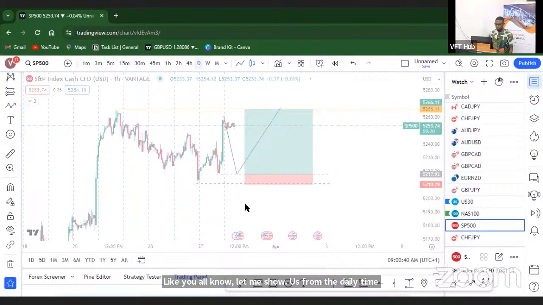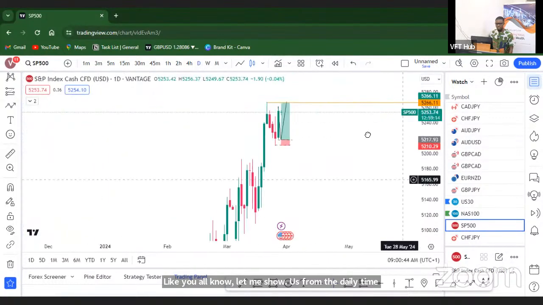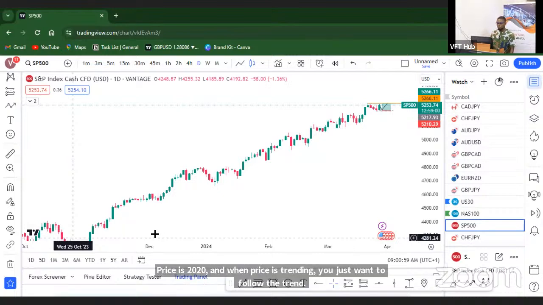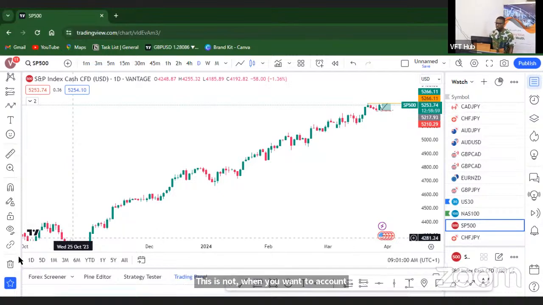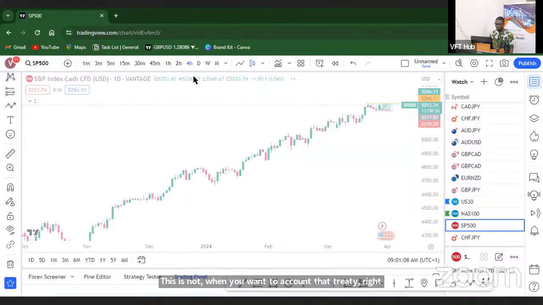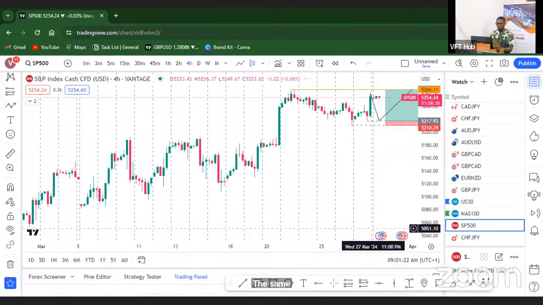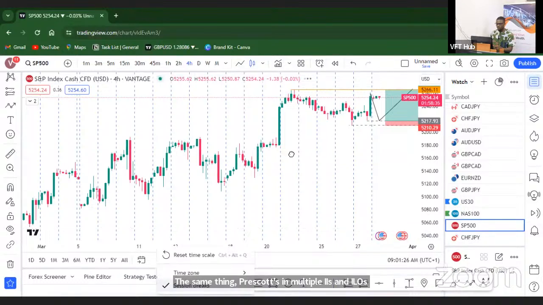Interesting. On the daily time frame, all we see is a straight movement to the upside. Price is clearly trending. And when price is trending, you just want to follow the trend. This is not when you want to counter trade, right? Daily is trending. H4, the same thing. H4 is showing clearly the same thing. Price creating multiple higher highs and higher lows to the upside, right?